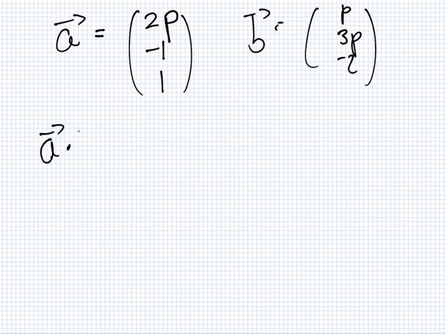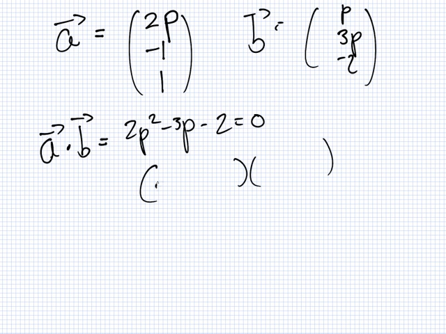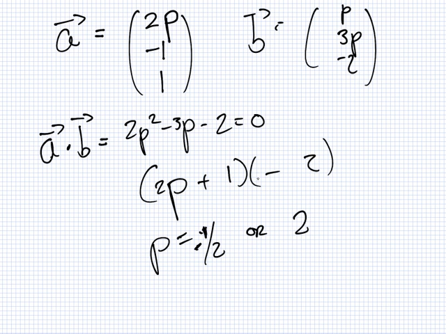So if a and b are perpendicular, it means their dot product is 0, which means 2p squared minus 3p minus 2 should equal 0. So that's (2p + 1)(p - 2), I believe. So p is minus a half, or 2.